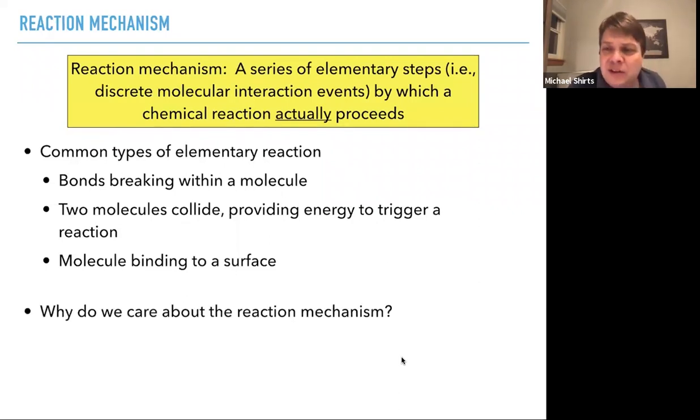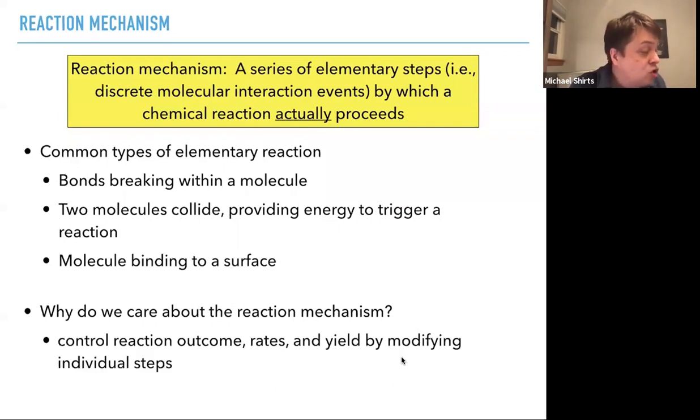Why do we care about the reaction mechanism? This is important. In a lot of cases, it's very important to know the reaction mechanism if we want to, for example, control the reaction outcome. We want to know which of the steps is the slowest. So, if we're working on some chemical process, we can speed it up, or we can inhibit it if we don't want it to happen, like rust. You want to be able to figure out what's the step that's causing the rust, and then add some coating or something to stop that from happening.